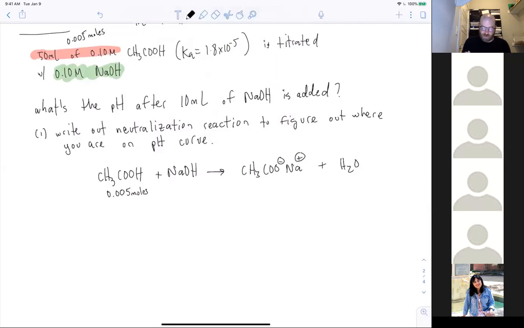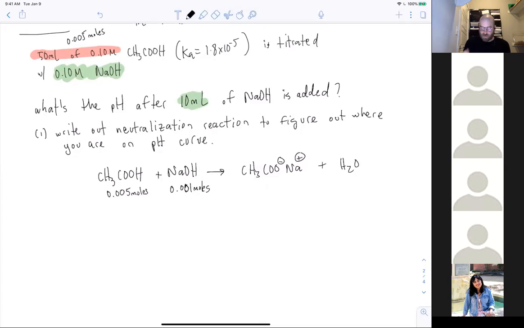But the number of moles of sodium hydroxide that you're adding will change. How much sodium hydroxide do I have? I just need to take this 10 mL here and multiply it times the 0.10. So we calculate the moles from the concentrations and the volumes. Hopefully that's not too challenging at this point.